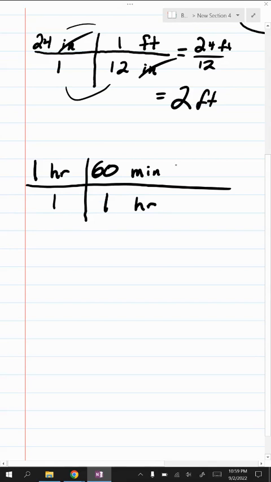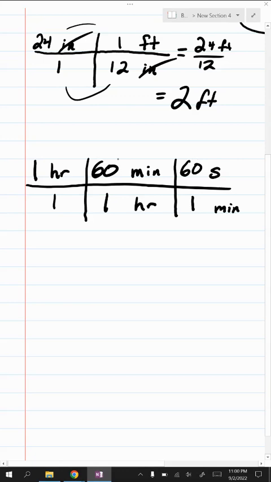So I'm not done yet because I haven't gotten to seconds. So I need to make another line to divide minutes and seconds. I'm looking for seconds, so I put S for seconds, and I'm trying to get rid of minutes. So I'm going to put minutes across for minutes. I know that there are 60 seconds in 1 minute. So now I can multiply all three of these numbers.